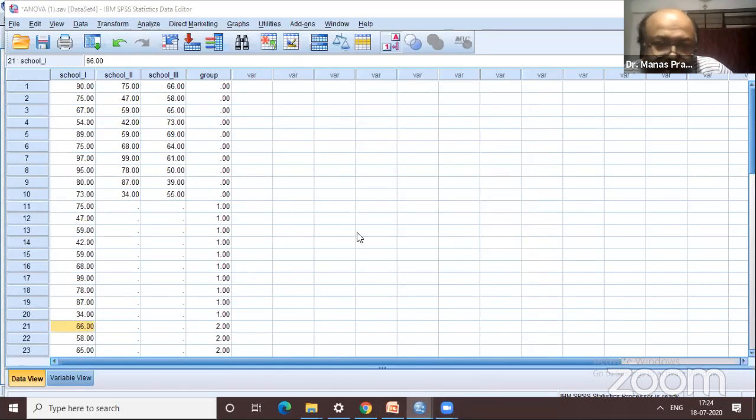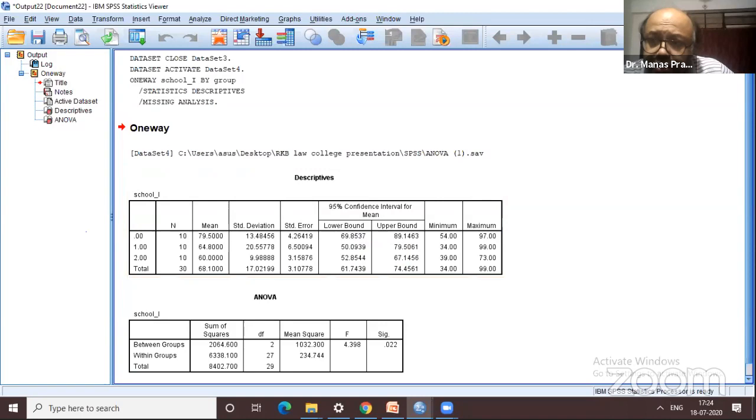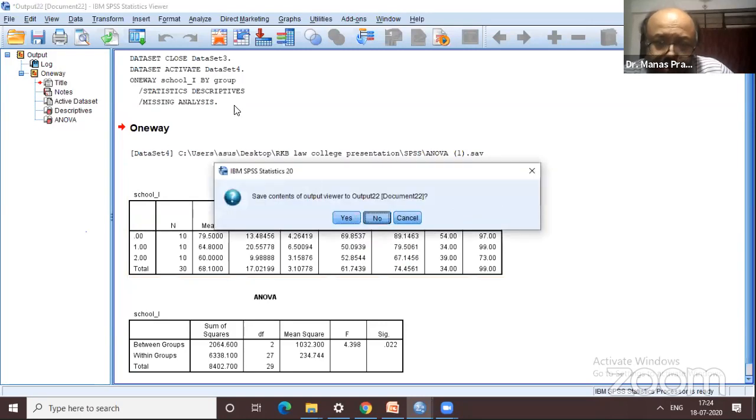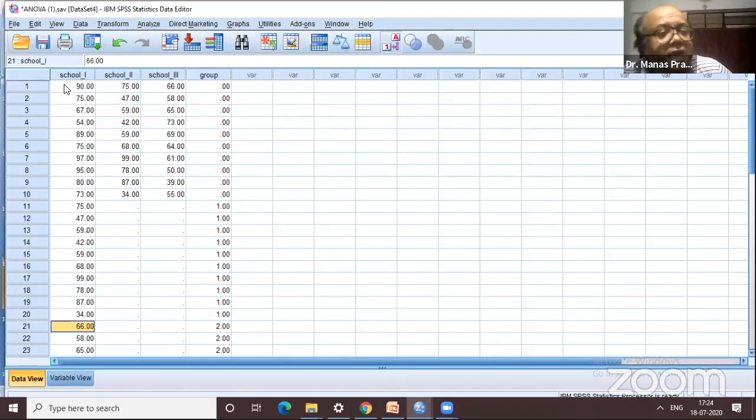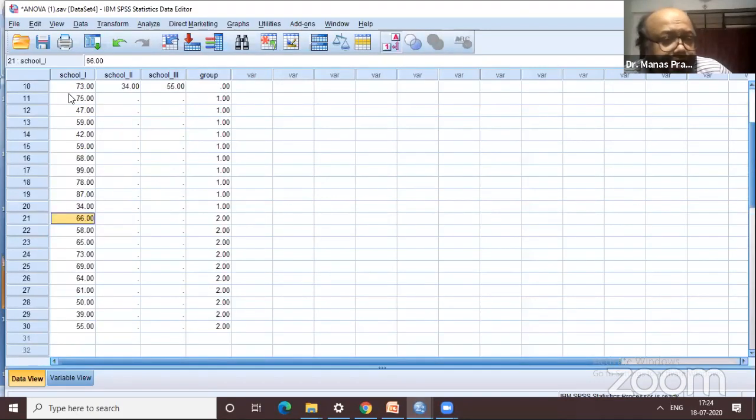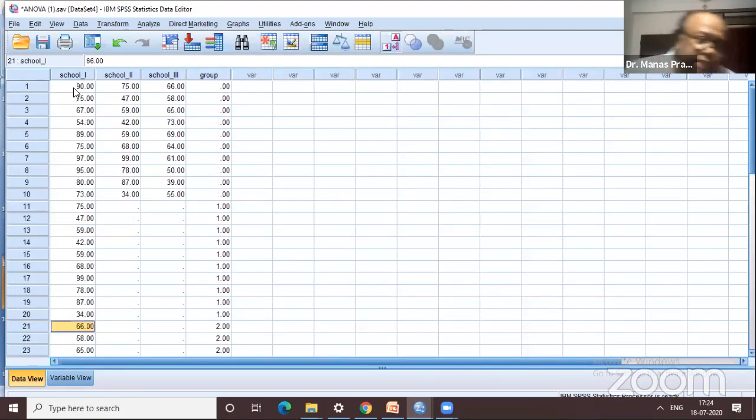So this is the results. Okay, let us do one more time. You have to enter the data in this particular pattern. You have to give all the values of different groups into one column, and to identify which group the data belongs to, you have to identify this by another variable like this.